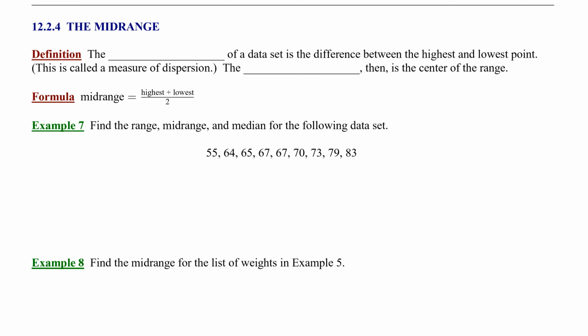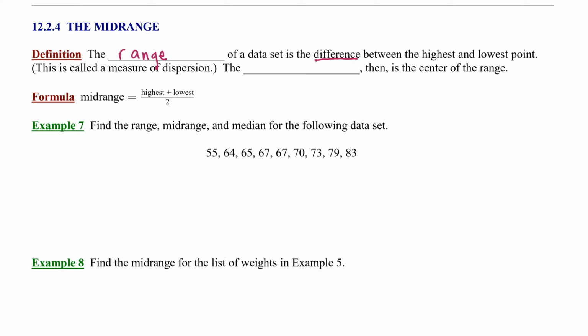To finish off our list of measures of central tendency, which so far have included the mean, median, and mode, we'll add the fourth measure of central tendency, which is the mid-range. Now, before we define mid-range, we need to define the range. The range in a data set is the difference between the highest and the lowest points. This is what we call a measure of dispersion.